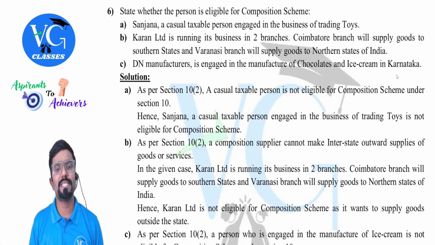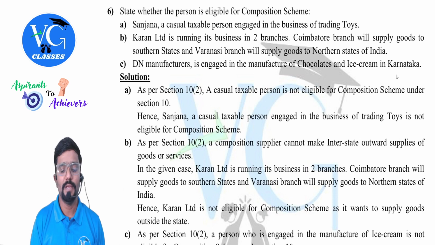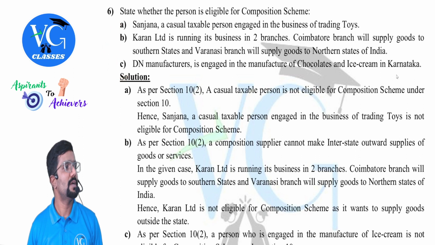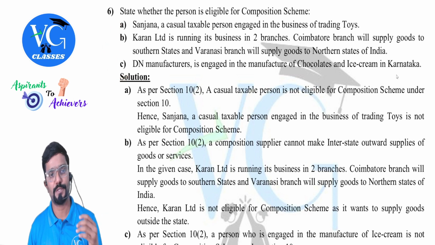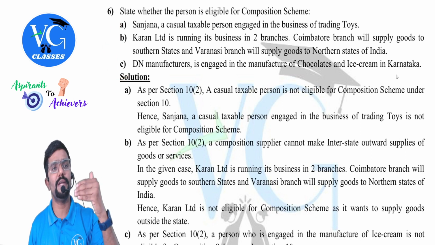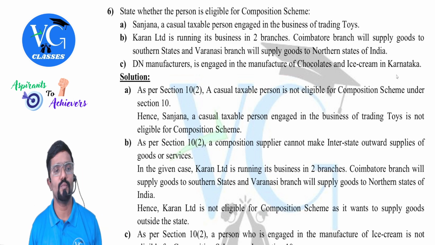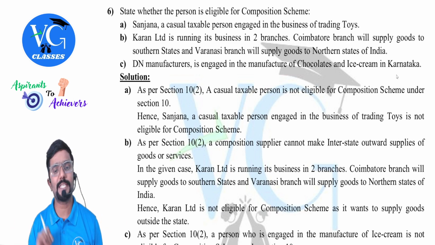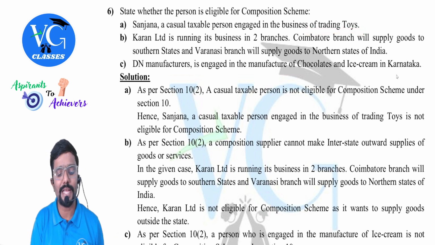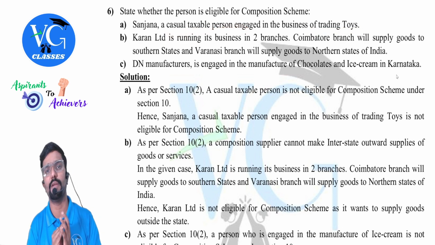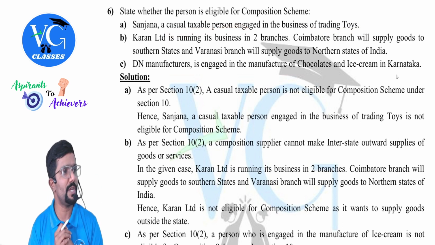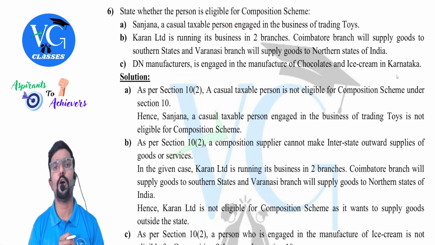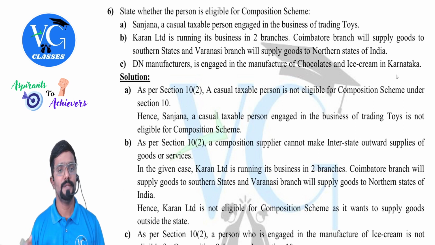State whether the person is eligible for composition scheme. I have given 3 cases here. What are those? First one, you can take down later. First listen. I will give time. First one. Sanjana, a casual taxable person engaged in the business of trading toys. Guys, casual taxable person, no matter what they are doing, they are not eligible for composition scheme.